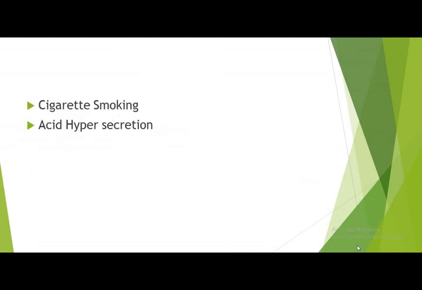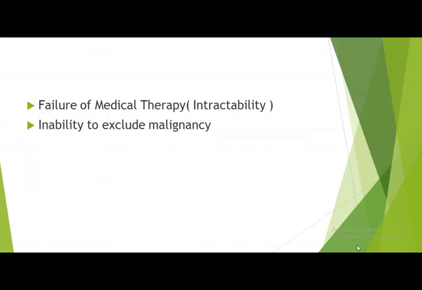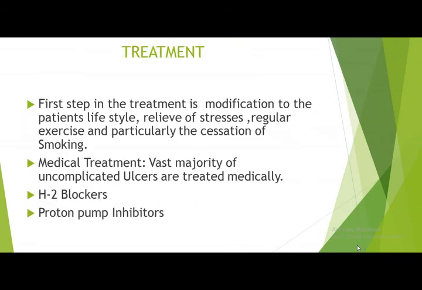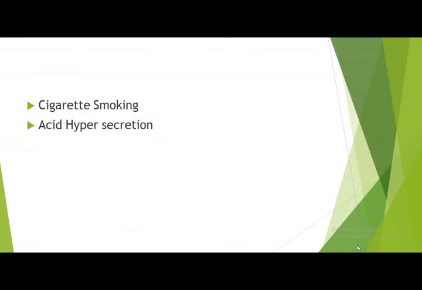Cigarette smoking has a strong association, so one must keep in mind that once you want to treat this ulcer, the causative agents should be minimized or stopped. So cigarette smoking should be stopped. Acid hypersecretion is the cause. So any agents, any drugs, any additives like cigarette smoking which increase acid hypersecretion should be stopped.